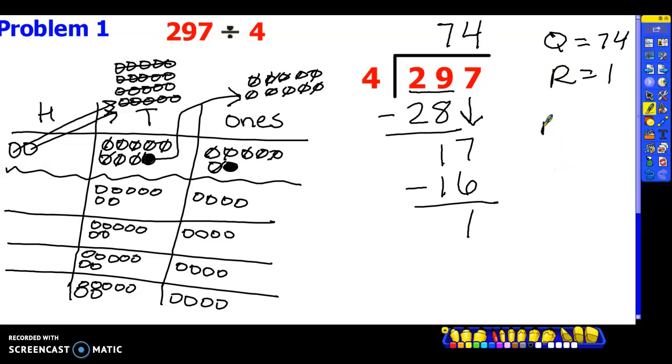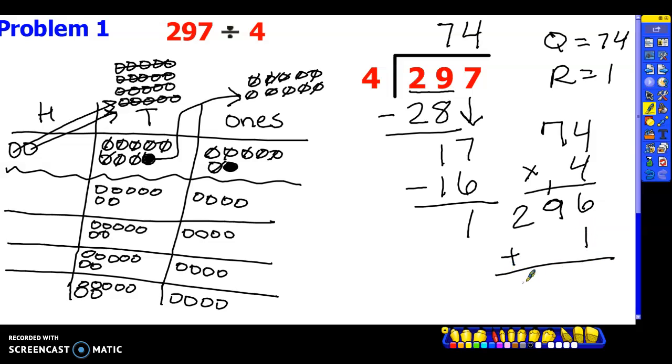Okay? So 74 times 4. 4 times 4 is 16. 4 times 7 is 28. Plus 1 is 29. It doesn't equal 297 yet because I need to add my remainder. So there's my 297. That does check.